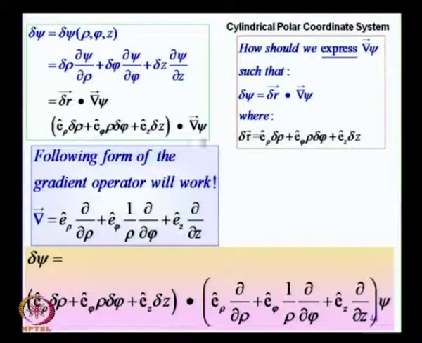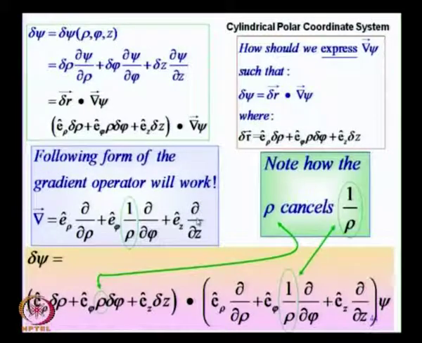and this automatically gives you that the gradient must be given by this expression: E rho del by del rho coming from here, E phi 1 over rho times del by del phi, plus E z del over del z. And notice how the rho factor over here cancels the 1 over rho here to give you the correct term in the middle. This cancellation of rho is important, and what this technique tells us is that it is absolutely unnecessary to remember what the formula for the gradient operator is in any coordinate system.